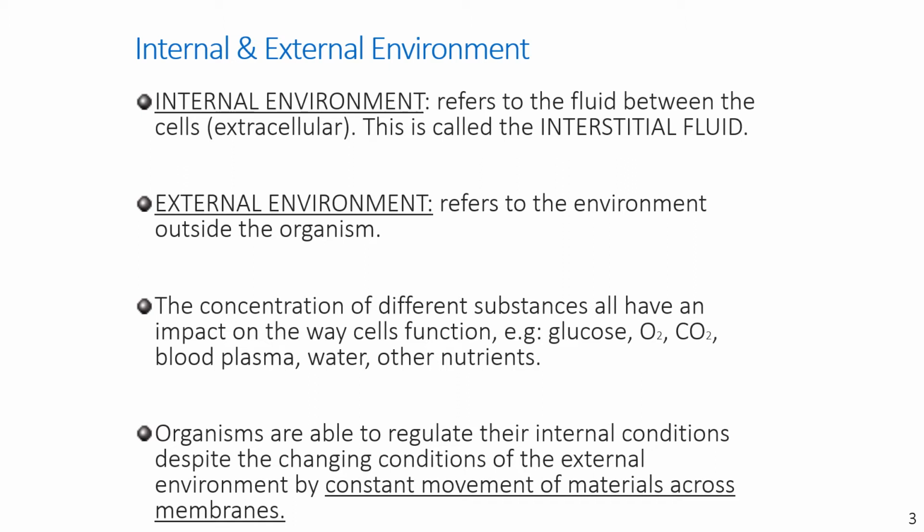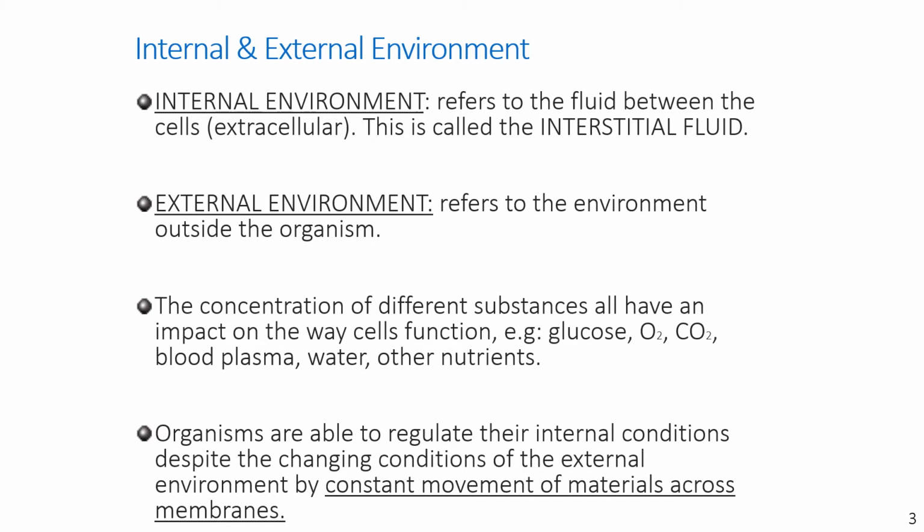So this just talks about some general features of the internal and external environment and what that means in relation to our bodies. The internal environment is the fluid between our cells. Our cells are constantly bathed in a fluid, and we call that interstitial fluid. That's what we talk about when we talk about changes in the internal environment. It's typically changes that affect that fluid. The external environment is the environment outside of the organism. So the air temperature or water temperature or whatever, that's the external environment.